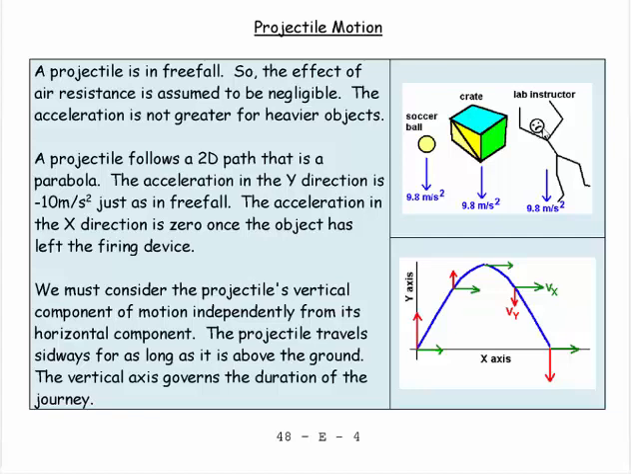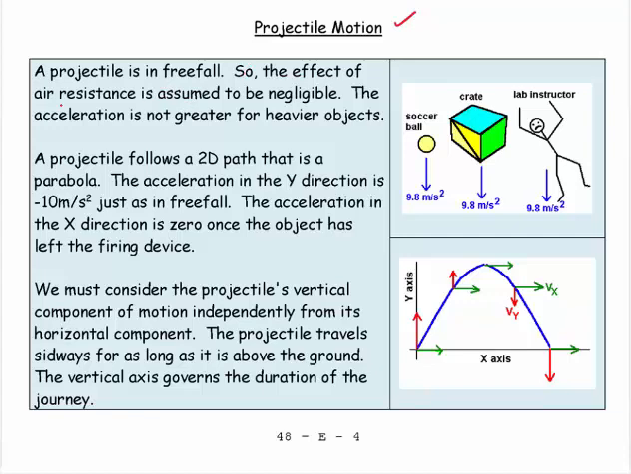Welcome, this is 48E video 2, and in this section we're going to look at projectile motion. So projectile motion is basically free fall in the y-axis and constant velocity in the x-axis. We say a projectile is in free fall, so only the force of gravity acts on it. No air resistance and no foot kicking the ball, no gun firing the bullet, just the pull of gravity.